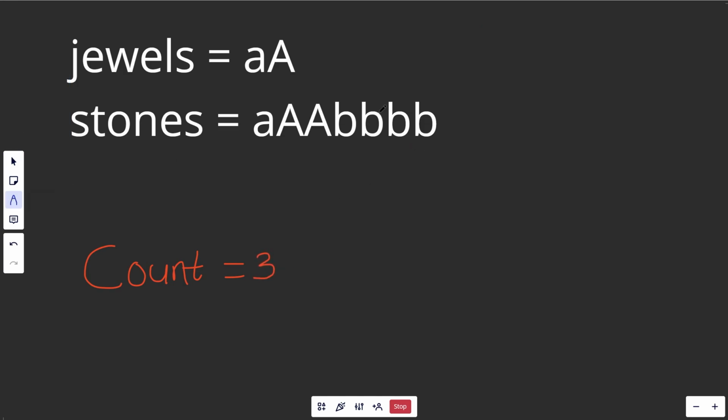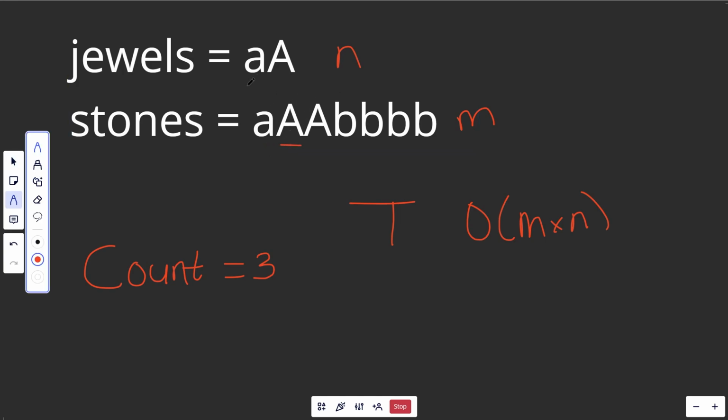If we were to say that joules is length n and stones is length m, there's no reason for them to have the same length, so they're different variables. As you can see, this is length 2 and this is length 7. So the time complexity of this algorithm is actually going to run in big O of m times n time. What that means is, for each of these things, we're going to go through the entire length of this. For this, we scan through the whole string over here, and then for this, we scan through the whole string over here. We keep doing that, and that gives us O of m times n time.